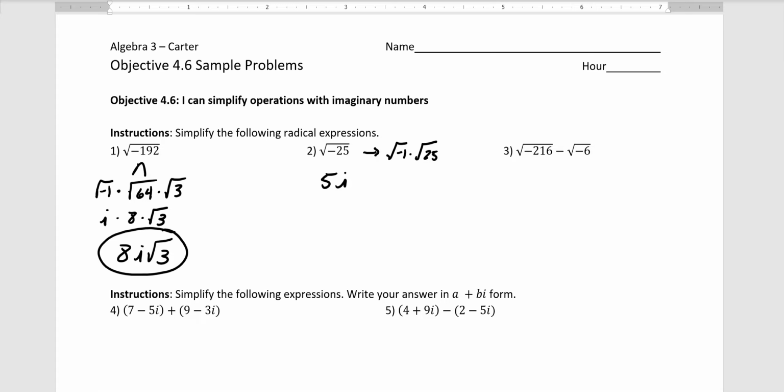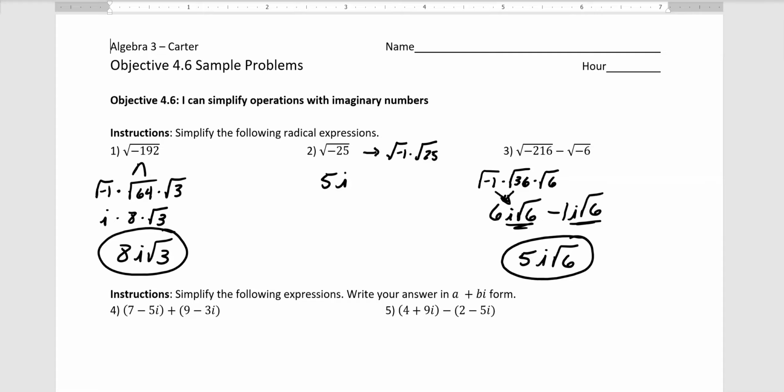Now the square root of negative 216 minus the square root of negative 6. So negative 216, we should know that that is 6 to the third. That means we're going to have the square root of negative 1 times the square root of 36 times the square root of 6, which would become 6i root 6. Then we're going to subtract the square root of negative 6, which would just be i root 6. Since our i and radical are the same, we can do the subtraction. Think of this as 1i root 6. So we'd end up with 5i root 6, and that would be our simplified form.